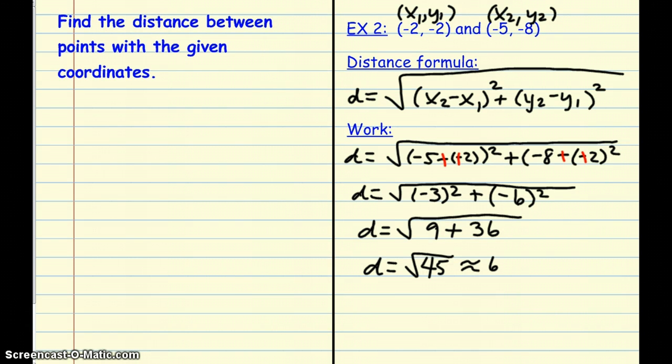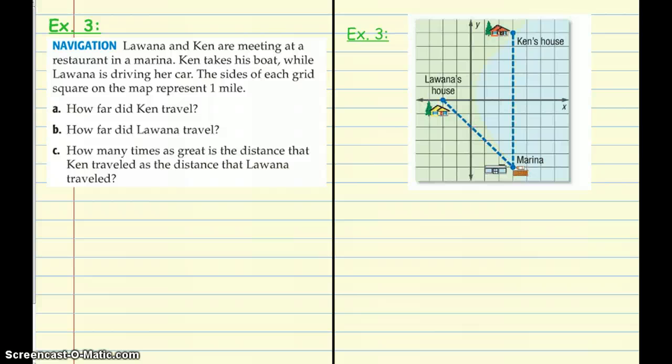So if we were going to look on a coordinate grid, the distance between those 2 points would be about 6.71. So, one more example. Here we have an example about two folks who live near a lake, Luana and Ken, and they're going to meet over here at the marina. A marina is a place where people store their boats. Ken's going to take his boat and Luana is going to drive her car to meet up.